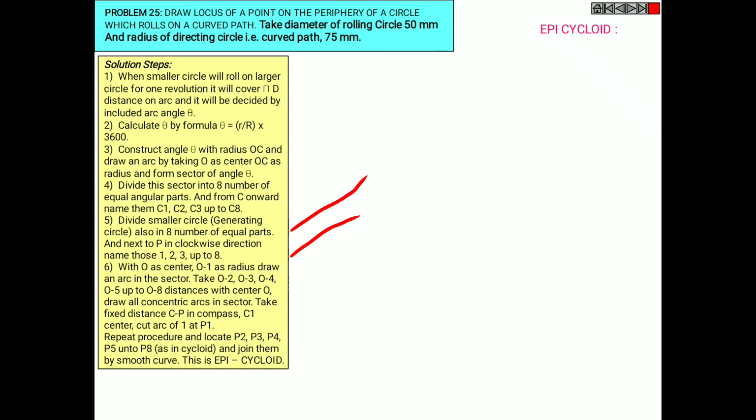Take the fixed distance of C to P in your compass, and with C1 as center, cut the arc of 1 at P1. So repeat all these procedures and locate P2, P3 and so on up to P8 as in your cycloid, and join them by a smooth curve in order to obtain your epicycloid.